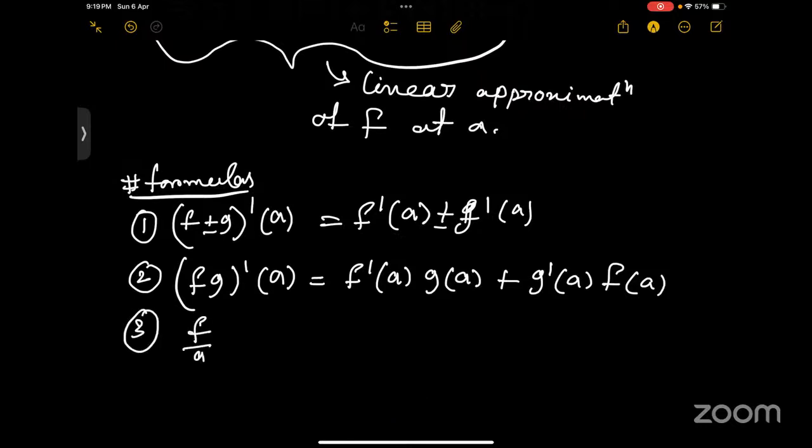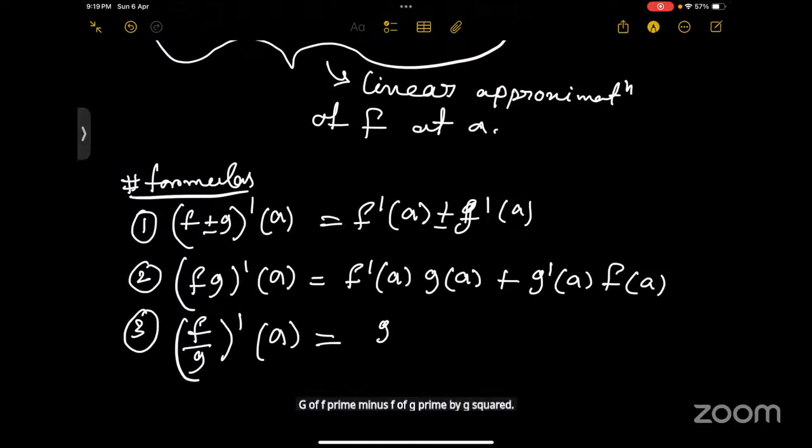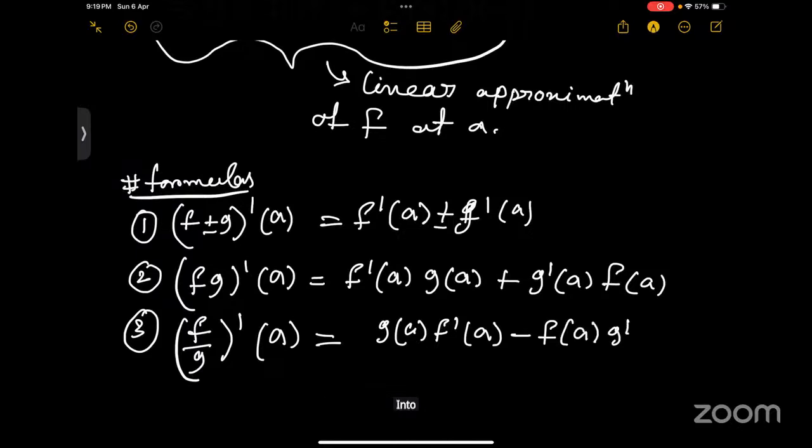What is the division rule for derivative? g f prime minus f g prime by g squared. That is, g of a into f dash of a minus g dash of a into f of a upon g of a squared. Correct.